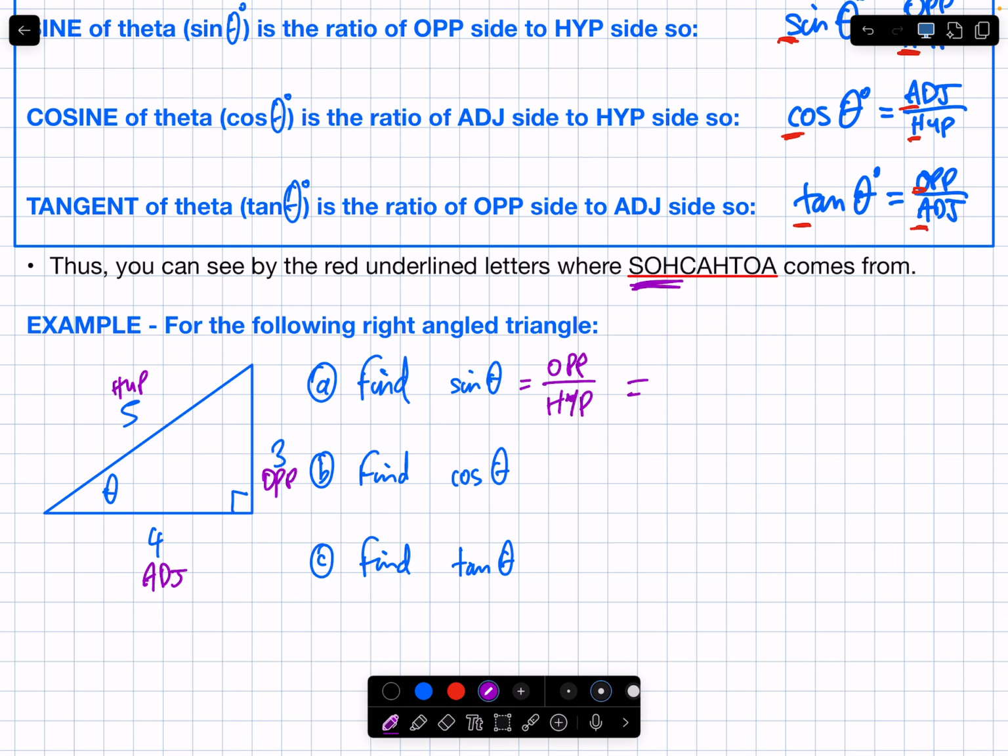What is the opposite? It's 3 over 5. You can leave it as 3 over 5, or you can work out what 3 over 5 is in your calculator as a decimal. Cos theta is adjacent over hypotenuse. That's going to be 4 over 5.